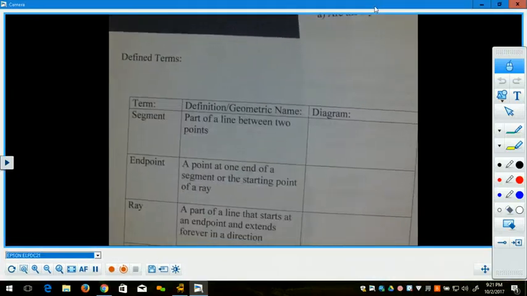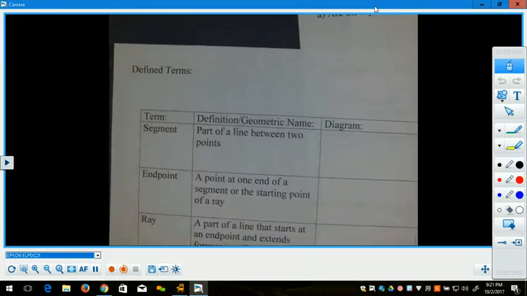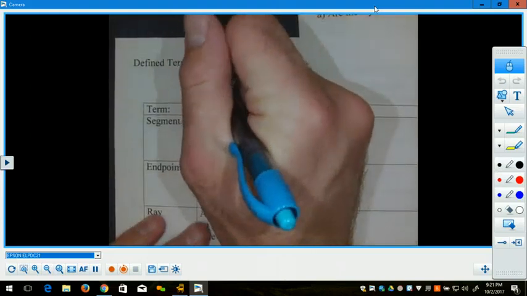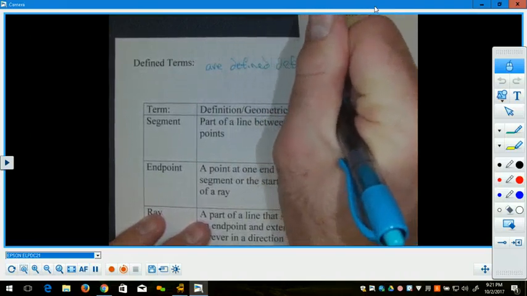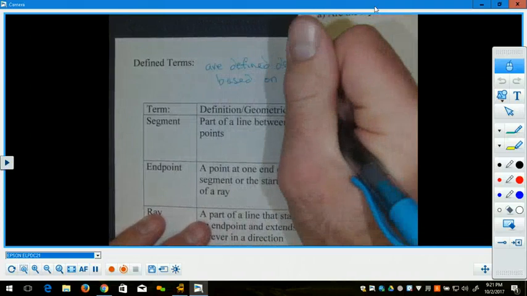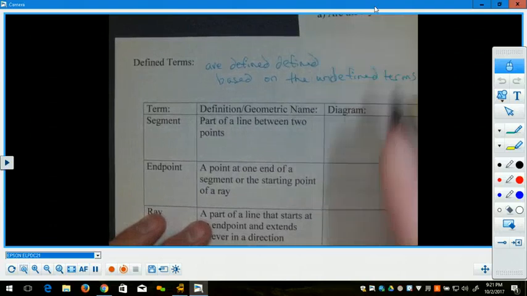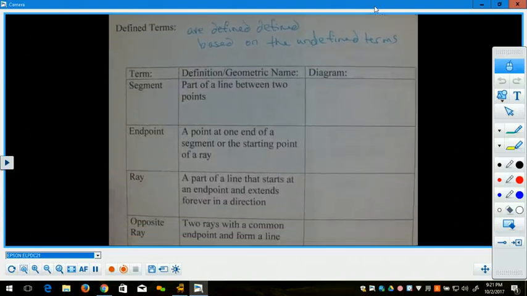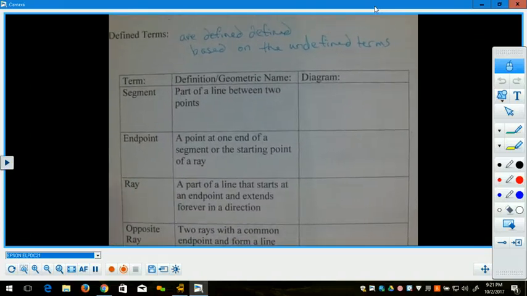Welcome to lesson 1.1, example 2, being able to apply facts about points, lines, and planes. Defined terms in geometry are defined based on some of the undefined terms. Again, our undefined terms, because they have no definite size, are point, line, and plane. So we define the following things, which you've learned about previously in middle school: segments, endpoints, rays, opposite rays. All of these are based on our three undefined terms.